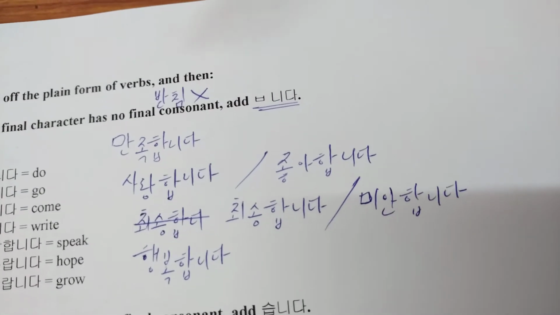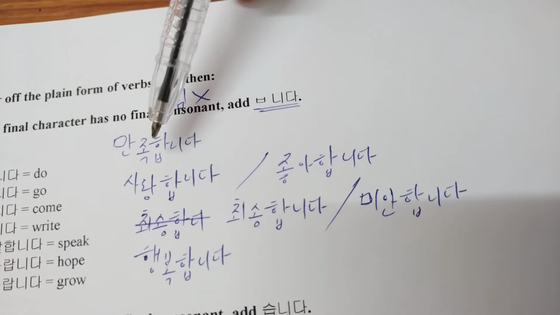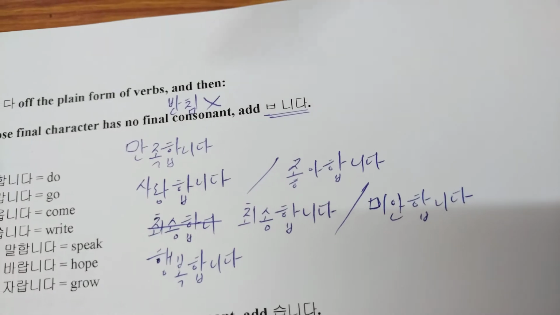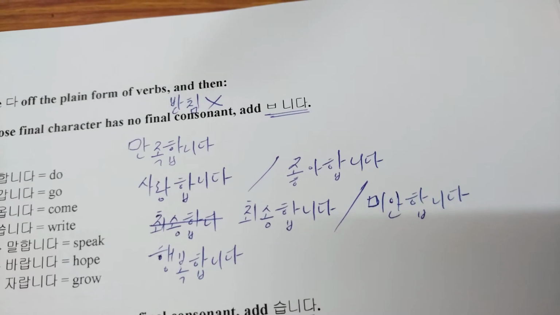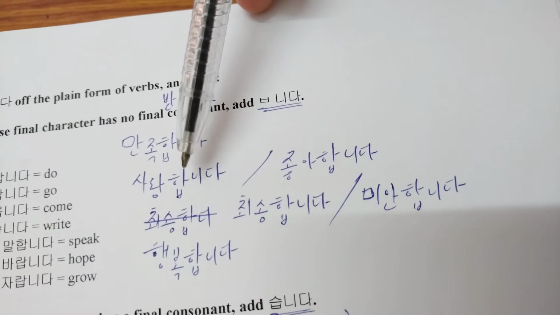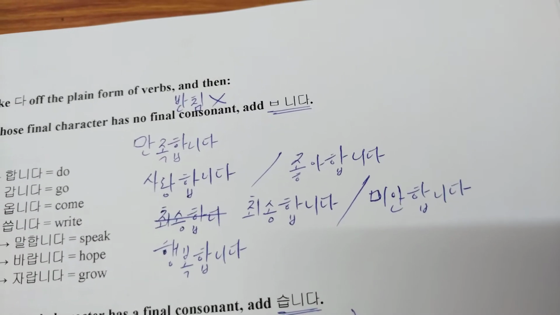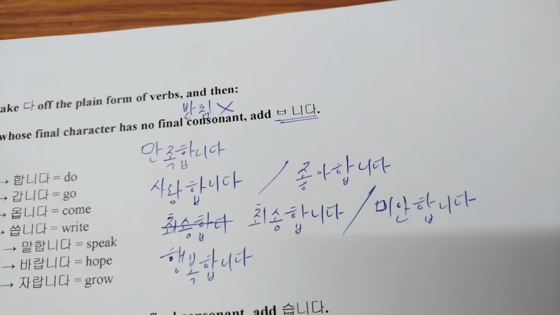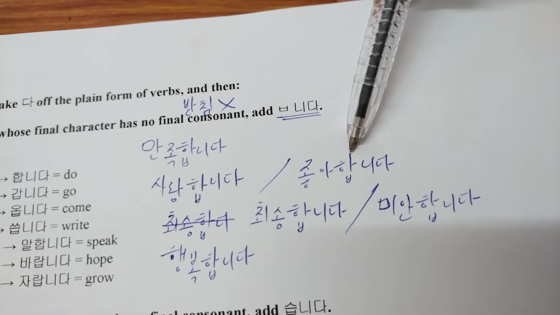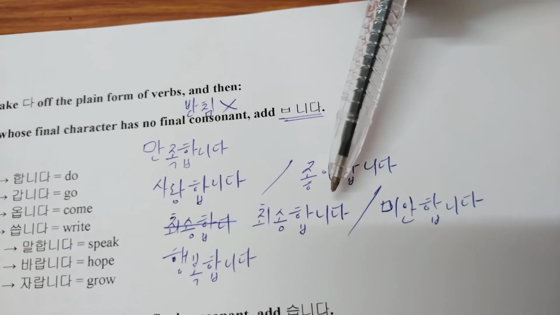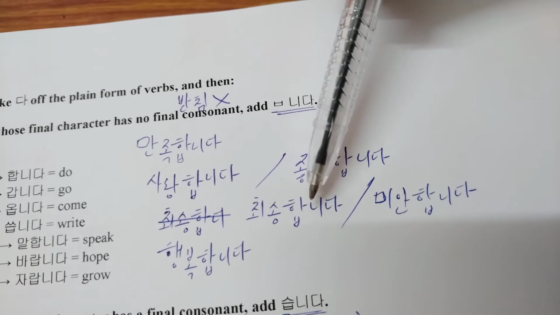Some other examples are 만족하다. 만족하다 means satisfied, and 만족하다's 존댓말 form would be 만족합니다. 사랑하다 means to love, and that formal form or 존댓말 would be 사랑합니다. 좋아하다 means to like, or to be okay with something, and that would become 좋아합니다. 죄송하다 means you're sorry about something, and that would become 죄송합니다.